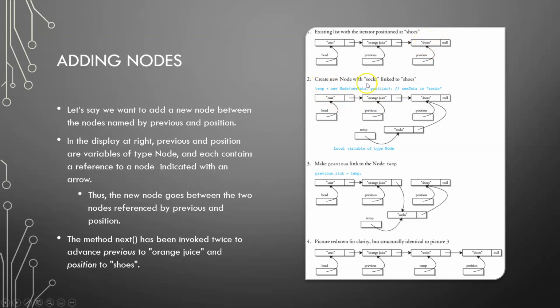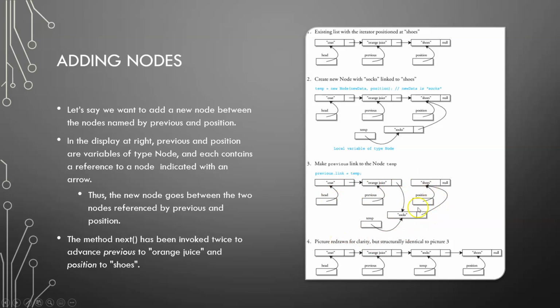All right, then we're going to create a new node using temp equals new node, new data, position. So here's our temp right here with socks. Then we're going to make previous link to the node temp. So before, this link right here was pointing to shoes, but we're going to change where it's pointing to have it point to here. Okay, and you'll also notice that previous.link is equal to temp. So this link right here, of course, bypasses here.